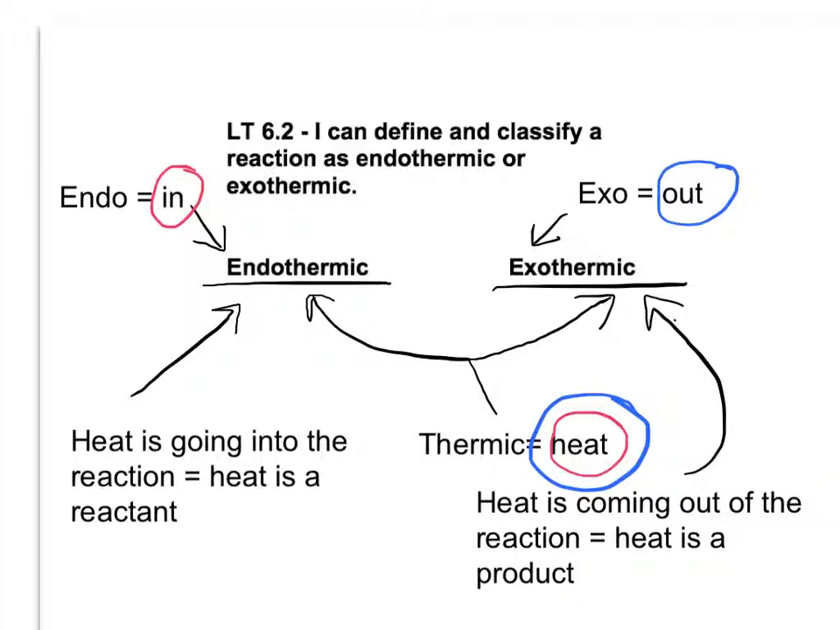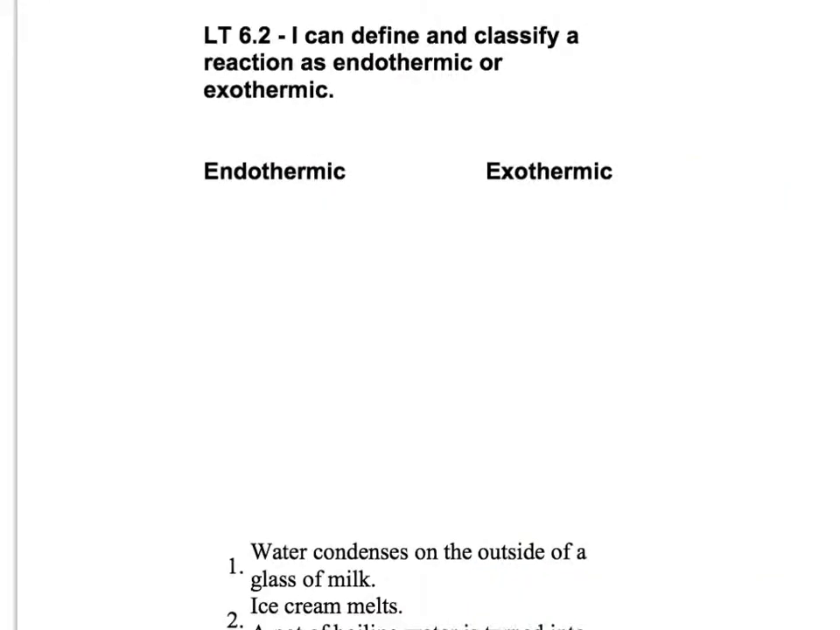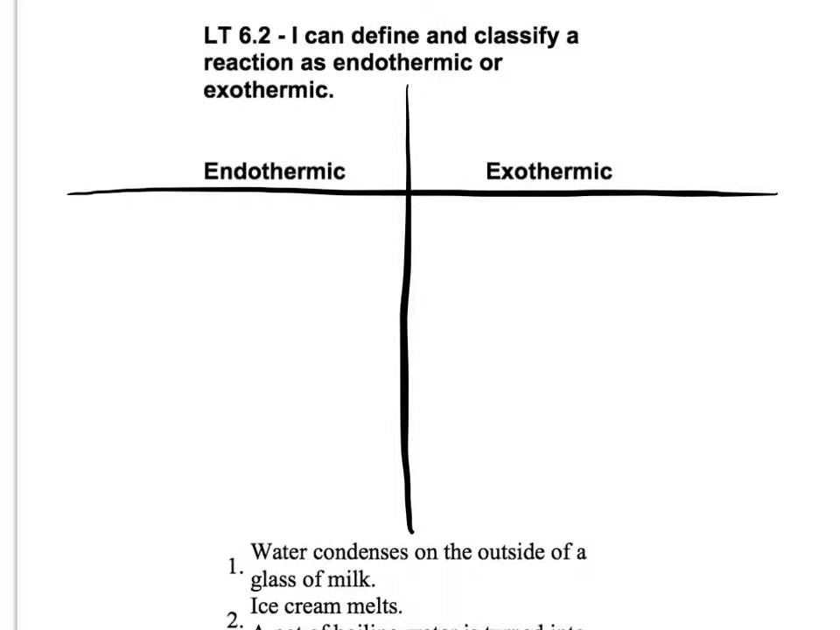Okay, so again, endothermic, heat is going into the reaction. Exothermic, heat is coming out of the reaction. So it's all about where the heat is. If it's going into the reaction, it is endothermic. If it is coming out of the reaction, it is exothermic. So let's split this down the middle, so we can separate these into endo and exothermic reactions.